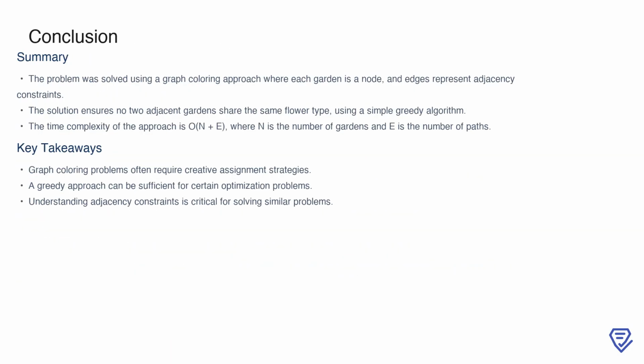Thank you for joining me on this problem-solving journey. To summarize, we used a graph coloring approach to solve the flower planting with no adjacent challenge, ensuring no two adjacent gardens shared the same flower type. We explored the importance of adjacency constraints and how greedy algorithms can simplify complex tasks.